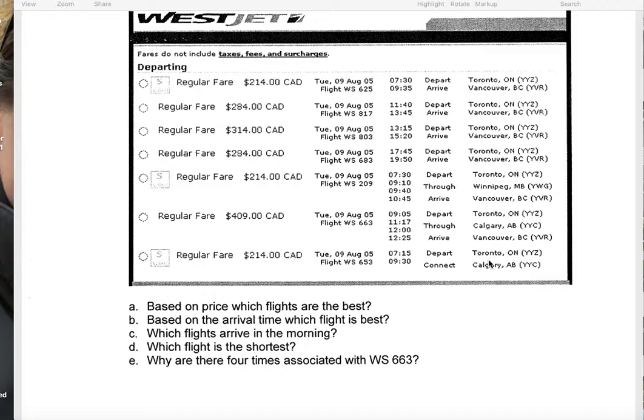Vancouver. So the question says, based on price, which flights are the best? Based on arrival times, which flights are the best? Which flights arrive in the morning? Which flight is the shortest? And why are there 4 times associated with flight WS 663, which is this one right here.